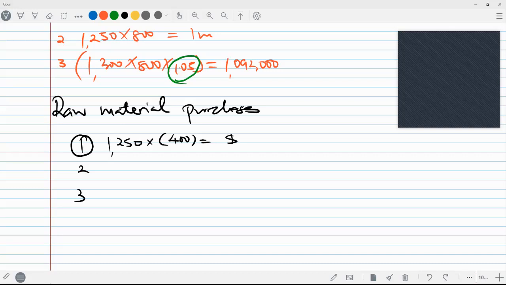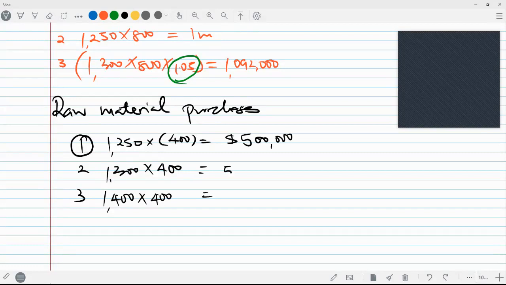The same applies to February: 1300 times 400. March: 1400 times 400. That gives us 500, 520, and 560. That's the payment for material purchases, raw material. So note 2 and note 3.